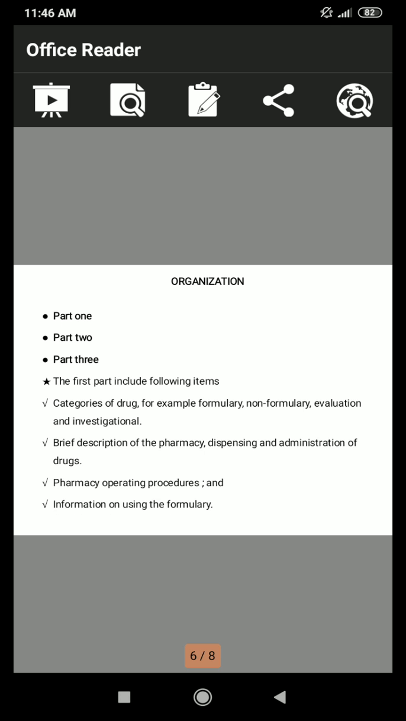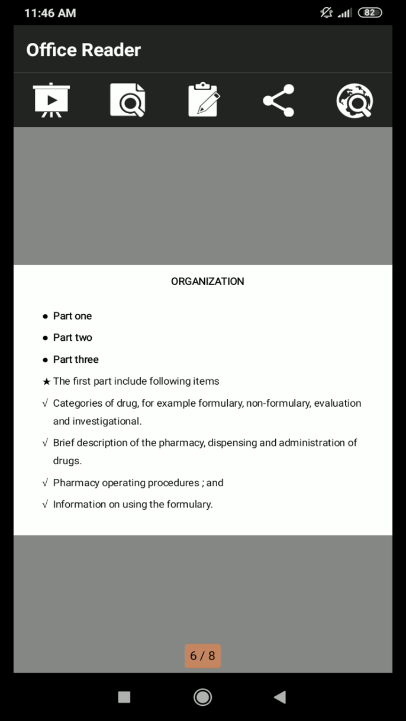Now the first part includes the following items. First is categories of the drugs, for example formulary, non-formulary, and evaluation and investigational. Then a brief description of the pharmacy and prescribing, dispensing and administration of the drugs. Then pharmacy operating procedures and information on using the formulary. These are the items included in the first part.